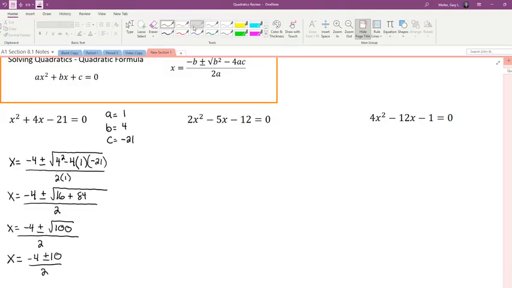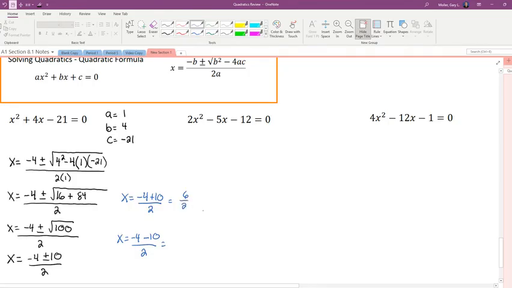So what does this mean? This means my answer is going to equal negative 4 plus 10 divided by 2. And my answer is going to equal negative 4 minus 10 divided by 2. So that's going to give me 6 over 2, which of course is 3. And this is going to give me negative 14 over 2, which of course is negative 7. So that was using the quadratic formula.